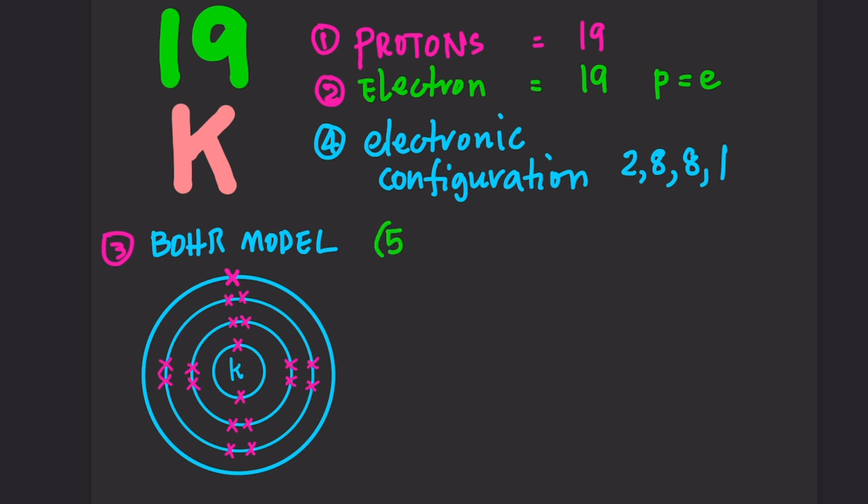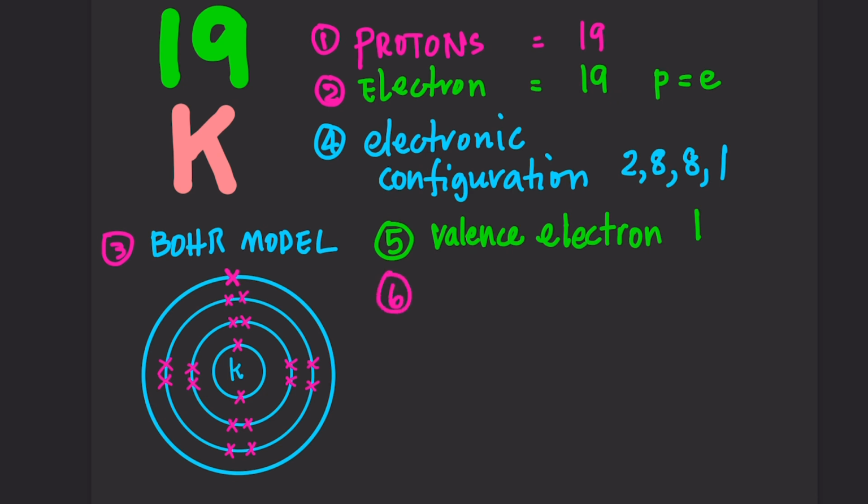The fifth piece of information is the valence electron. And as we know, the valence electron is the electron at the outermost shell, okay? The last shell. So we are looking at this shell. And how many electrons are in that shell? 1. So that means the valence electron, or the electron at the last shell of potassium, is 1. What else can I tell you?